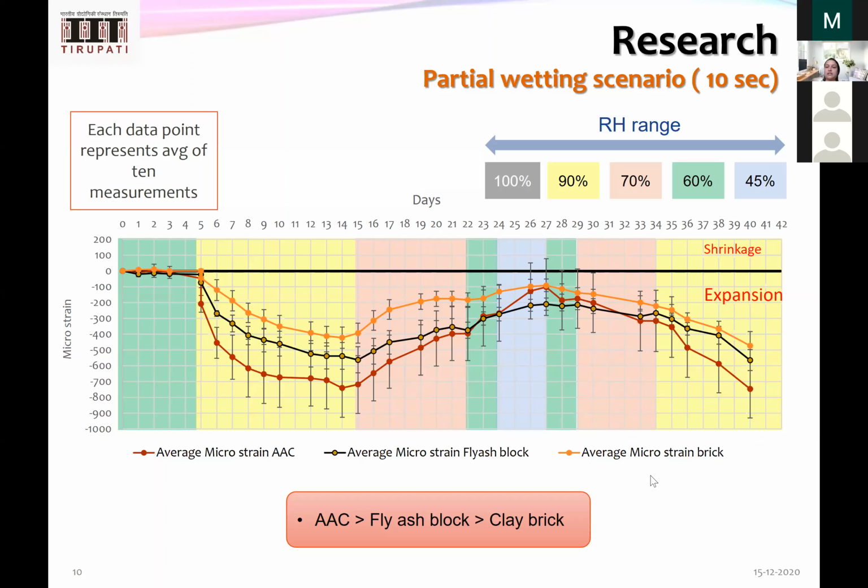Sorry for that interruption. So that's how this study has been done. So what we understood is for a partial wet scenario, around 700 microstrain, a very high strain, is possible in the case of an AAC block.